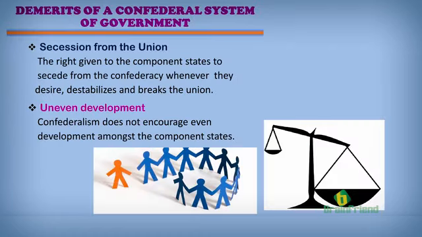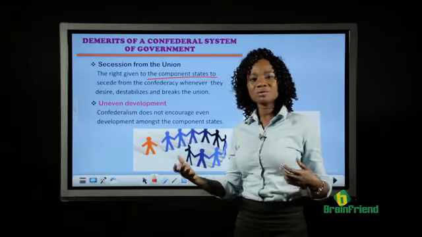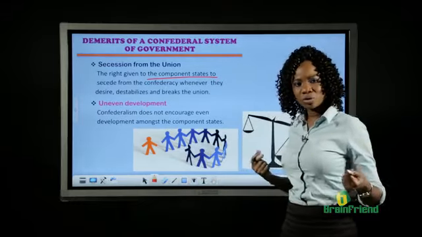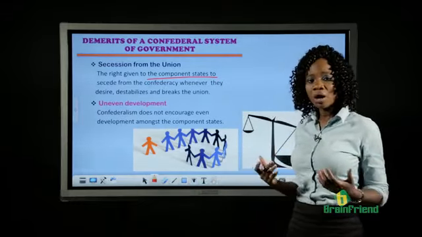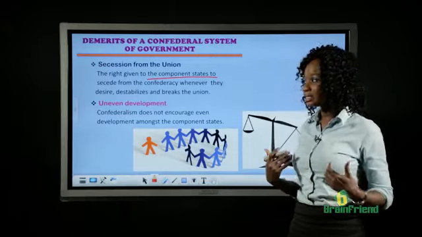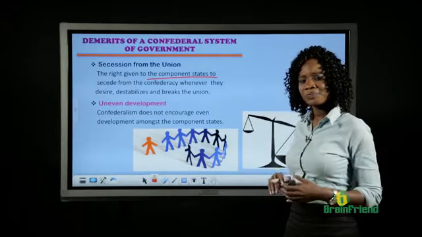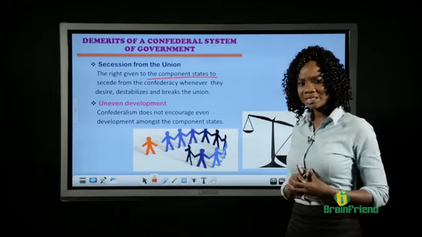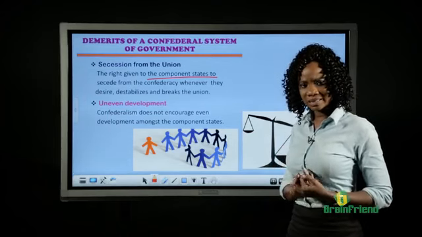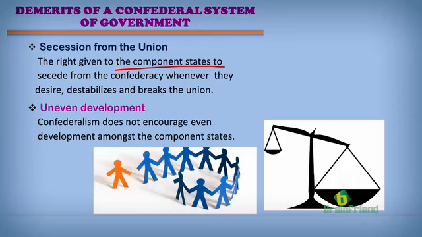Secession from the union. Like we had said, this is a right given to these component states to voluntarily join and also pull out, withdraw, leave the union or the confederacy at their will, just as they desire. And when they do this, the disadvantage is that it destabilizes the system. The confederacy or the union is not stable like before, and so it leads to the break of the union in one way or the other.